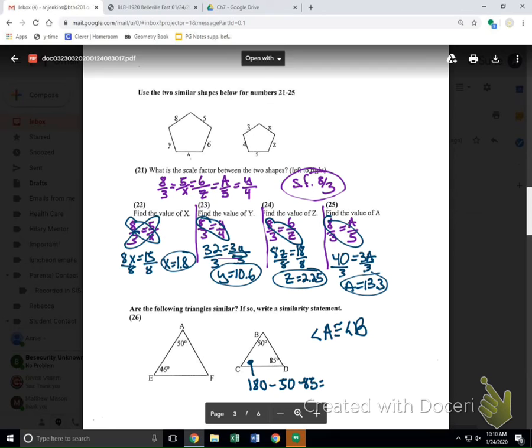That's 135. Is it 45? Okay, does 45 match 46? No. So what do we know about these 2 triangles? Not similar.